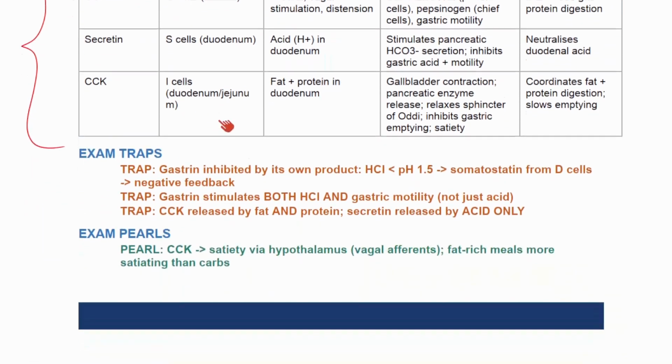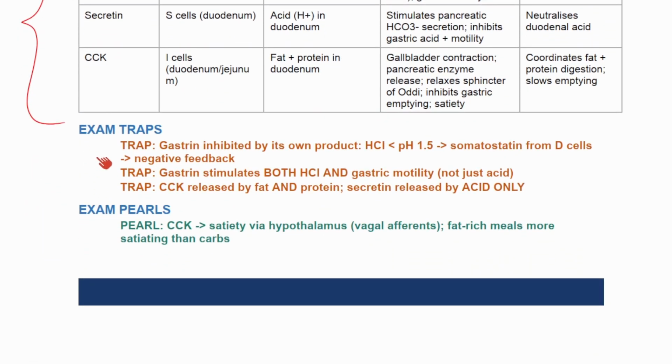And now you have to watch out for the exam traps. The first one is that gastrin is inhibited by its own product. Never get confused when these types of statements are given to you. When HCl production lowers the gastric pH below 1.5, somatostatin from D cells inhibits G cells, switching off gastrin secretion. This negative feedback prevents the stomach from acidifying itself to destruction.